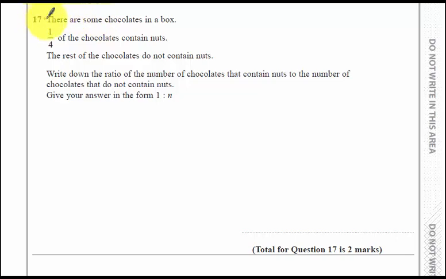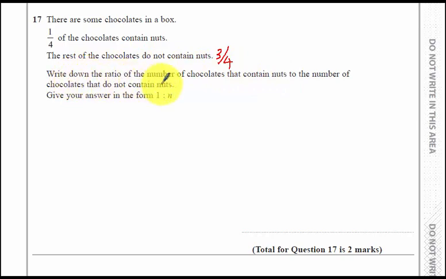Question 17. There are some chocolates in a box. 1/4 of the chocolates contain nuts. The rest of the chocolates do not contain nuts. Well, that's going to be 3/4 of them then. Write down the ratio of the number of chocolates that contain nuts to the number of chocolates that do not contain nuts.